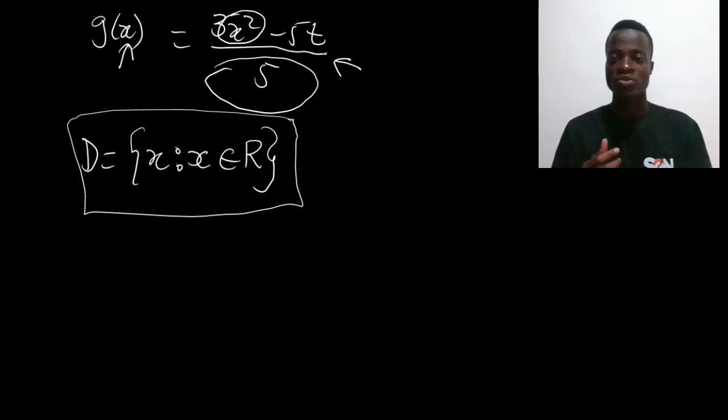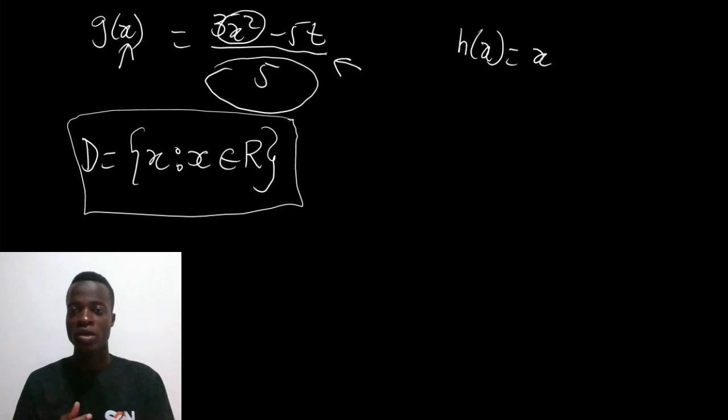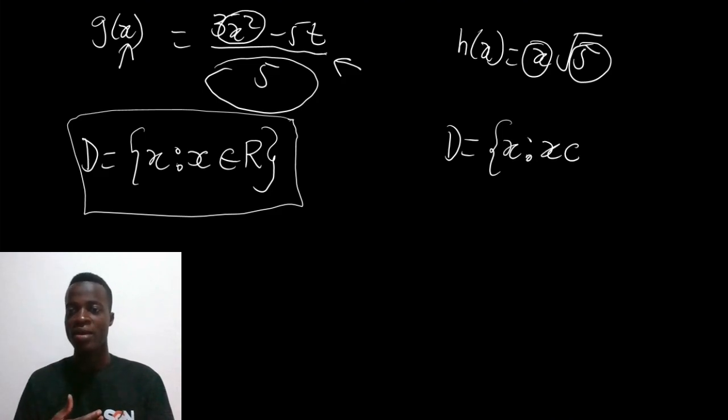The same thing will apply to something like this. Let's say h of x is equal to x over the square root of 5. It contains a square root as well, but our input variable x is not under the square root. So for this particular function, the domain is: x is such that, remember, x is a member of all real numbers. That is how to find the domain of this function.